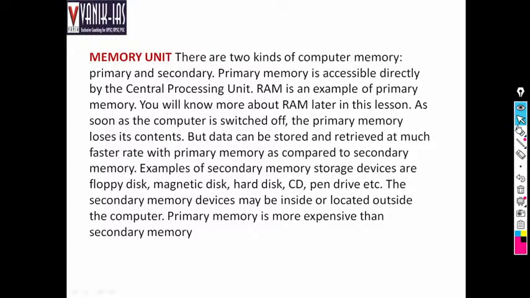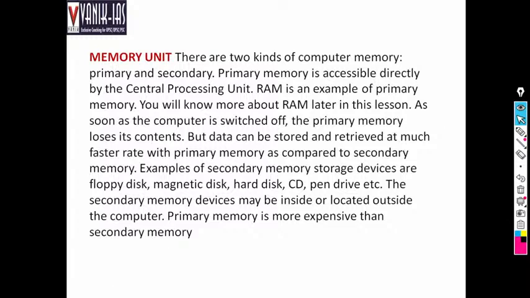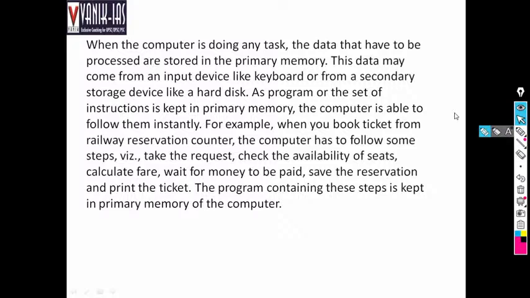Then if you consider ROM, that is read-only memory. For example, if you are typing a phone number, initially it is stored in the RAM. Then when you save it, that goes to secondary memory, right? In the primary memory, there is another thing that is called ROM, that is read-only memory.